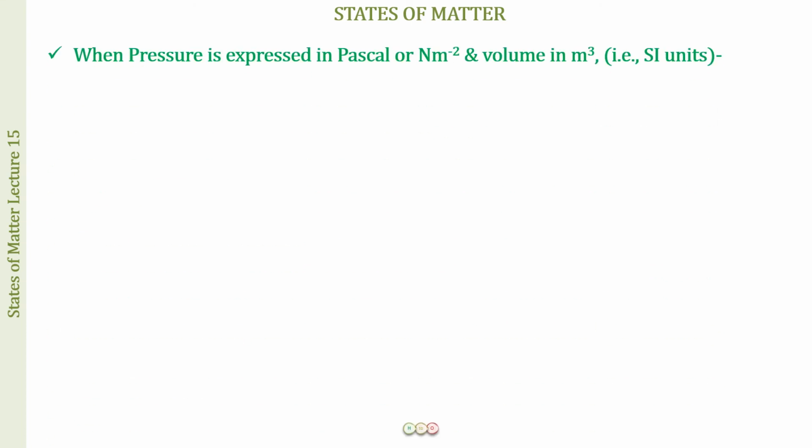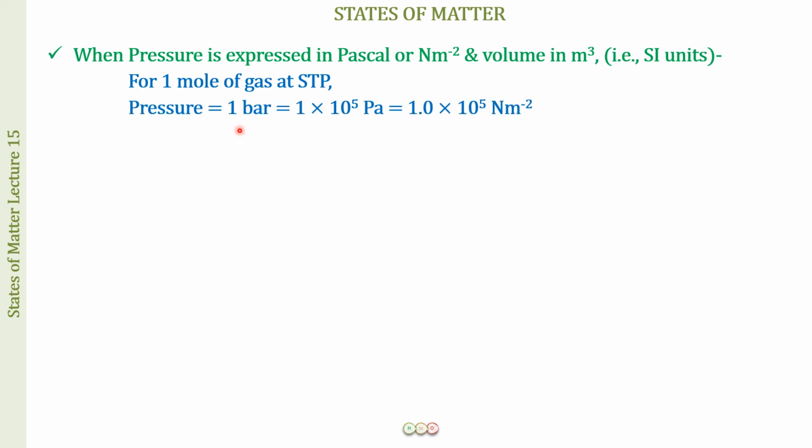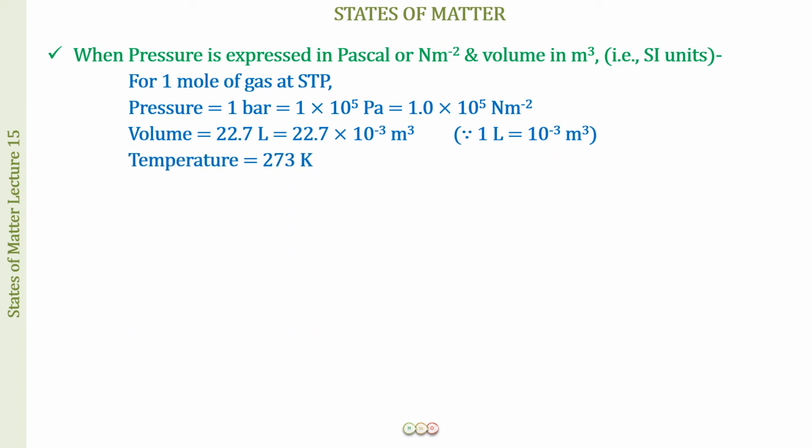Now let us quickly see some more values of R varying the units of pressure and volume. Let us see when we have the pressure and volume in the SI units. So pressure is going to be in pascals or Newton per meter square and volume in meter cube. So for 1 mole of a gas at STP, the pressure which is equal to 1 bar, we can write this as 1 into 10 power 5 pascals or 1 into 10 power 5 Newton per meter square. The volume is going to be 22.7 liter at 1 bar. So this is going to be equal to 22.7 into 10 power minus 3 meter cube, because 1 liter is equal to 10 power minus 3 meter cube. So temperature is going to be 273 Kelvin because we have it at STP.